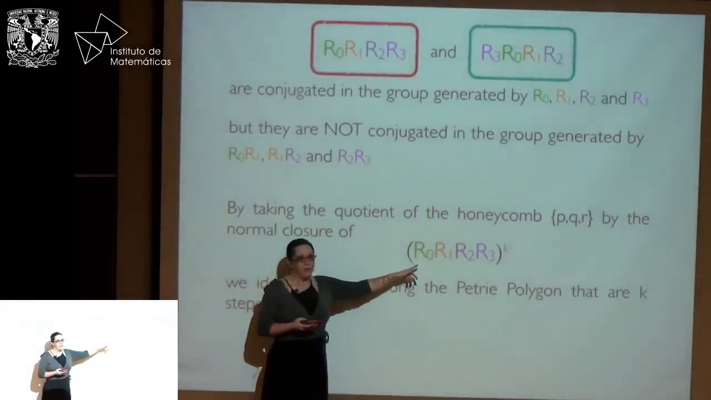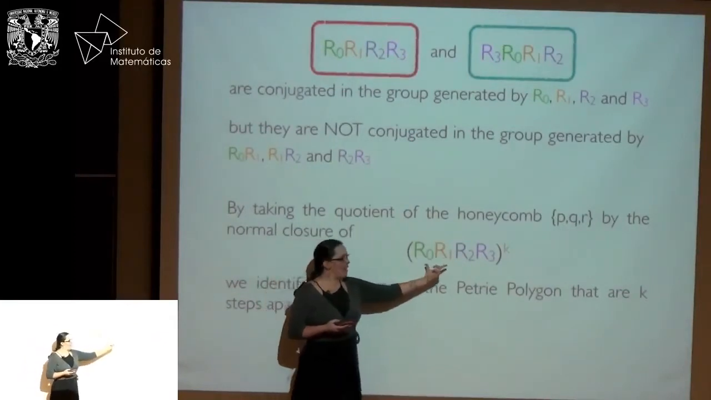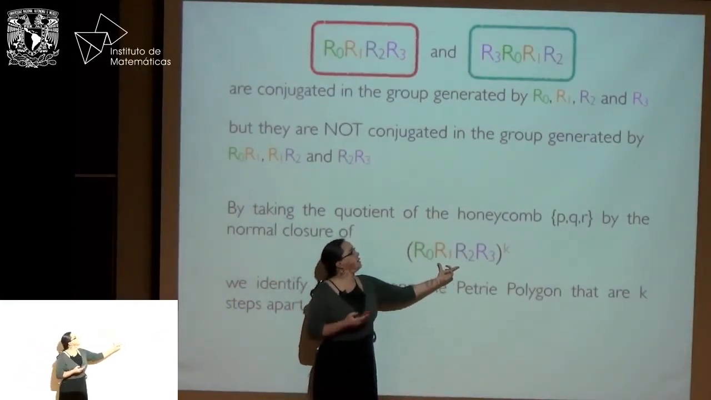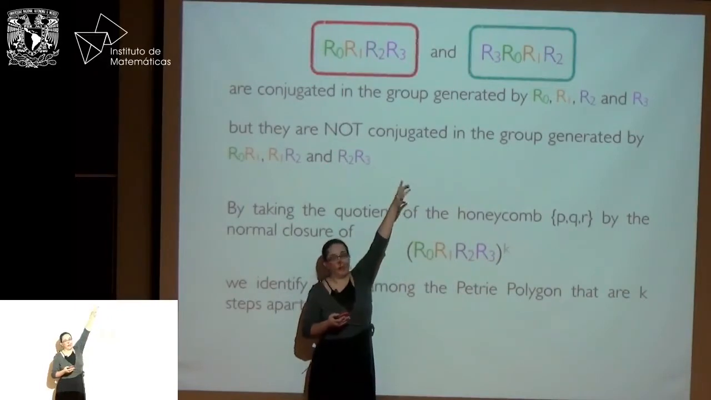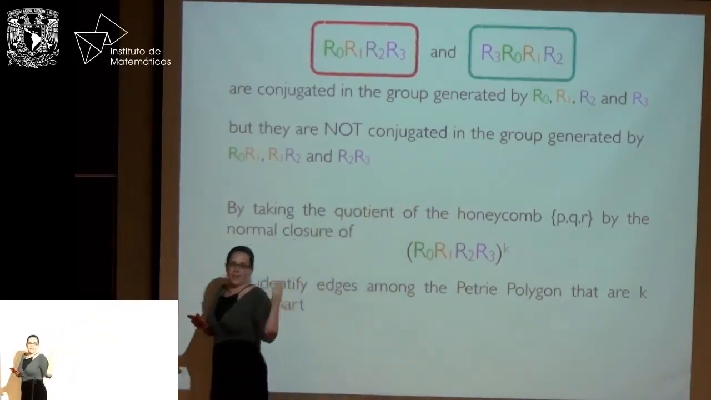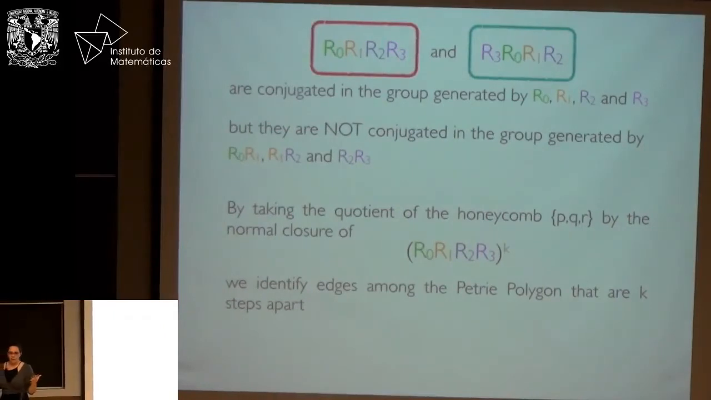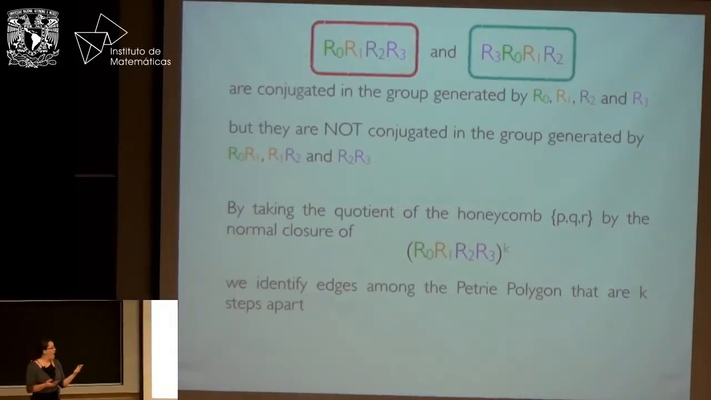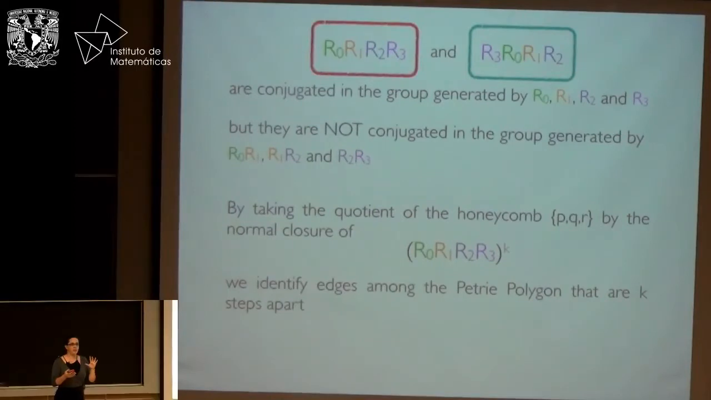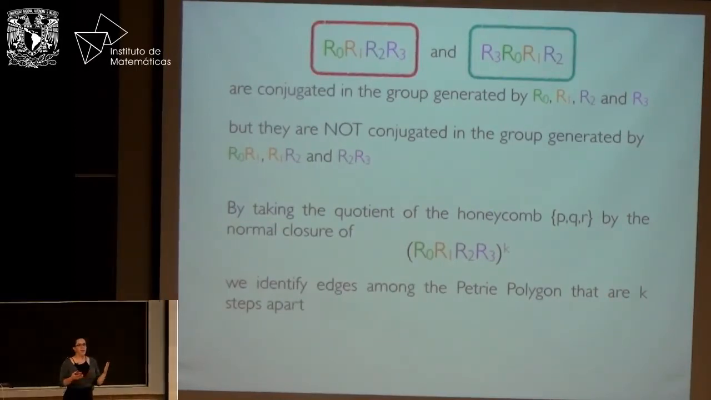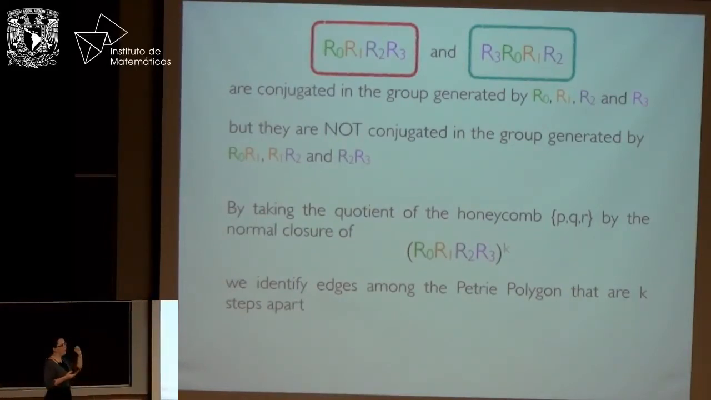But the problem with this is that this element is conjugated in the entire group to that element to the k. And that is going to identify one of the Petrie polygons with the other one of the Petrie polygons. And that's a problem, because I want things to be twisted. So I want to get rid of all reflections. And these two things are related by reflection. So that's going to be a problem. What I want is to have one Petrie polygon, and then that has nothing to do with the reflected one.